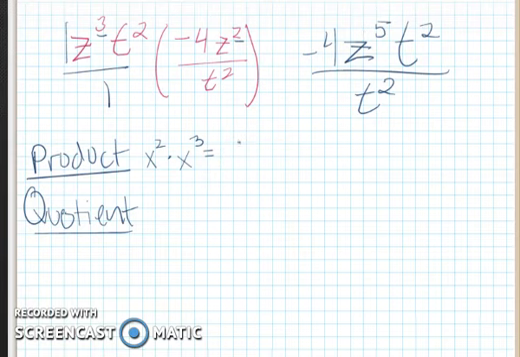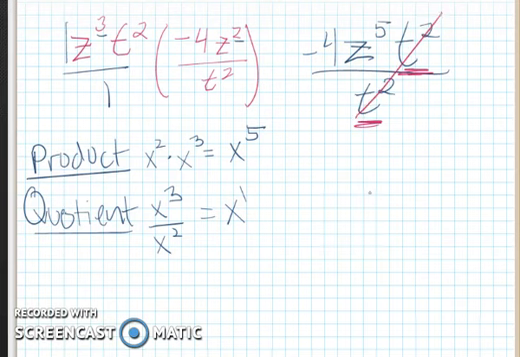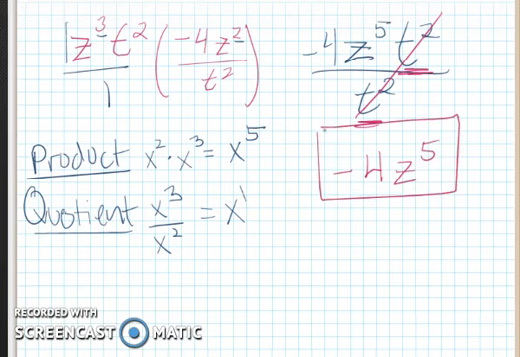Multiply, the exponents add. The quotient rule stated that we would go ahead and subtract. This would become x to the 1st power. So here I have like terms. I have t squared and t squared. You subtract them, they go to t to the 0 power. Basically, they just cancel out, leaving me with 4z to the 5th, negative 4z to the 5th. That's my final answer.